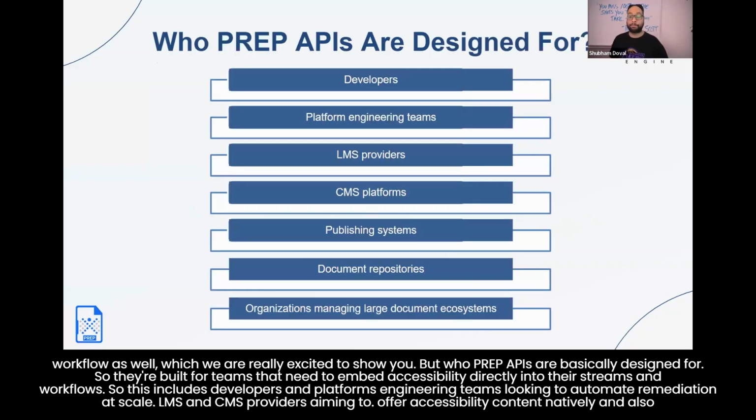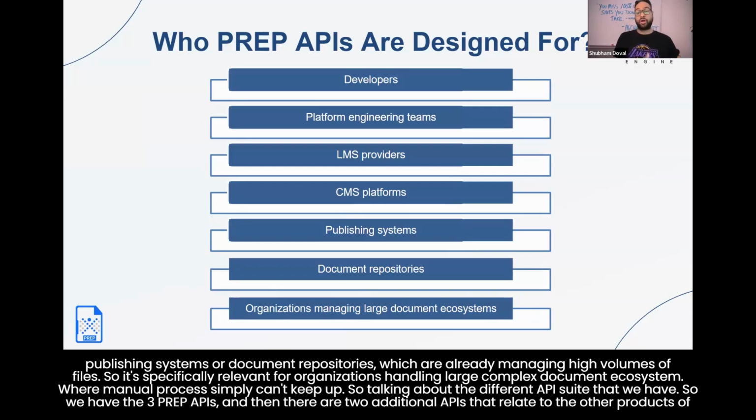But who are Prep APIs designed for? They're built for teams that need to embed accessibility directly into their systems and workflows. This includes developers and platform engineering teams looking to automate remediation at scale, LMS and CMS providers aiming to offer accessible content natively, and also publishing systems or document repositories which are already managing high volumes of files. So it's specifically relevant for organizations handling large, complex document ecosystems where manual processes simply can't keep up.